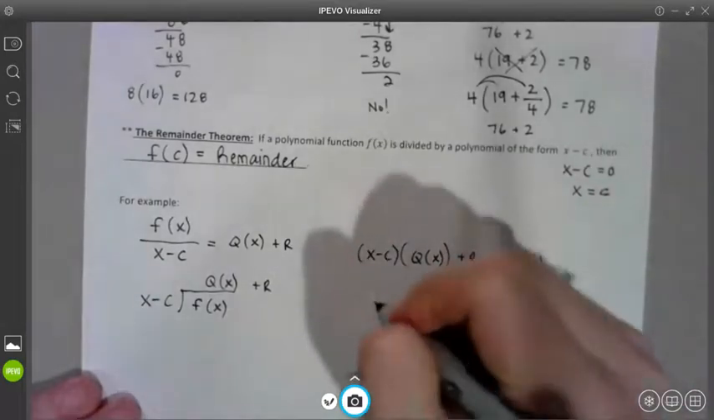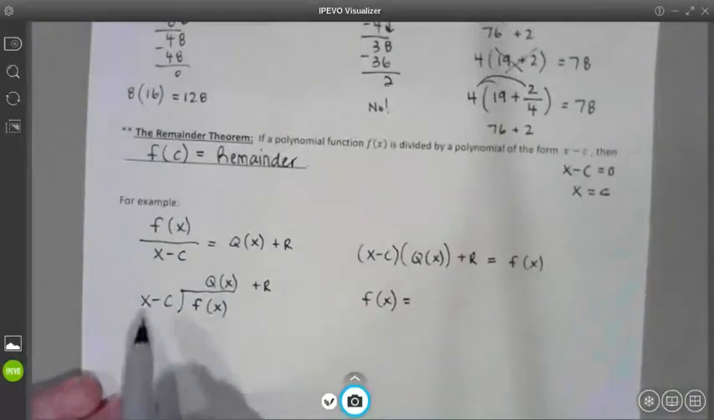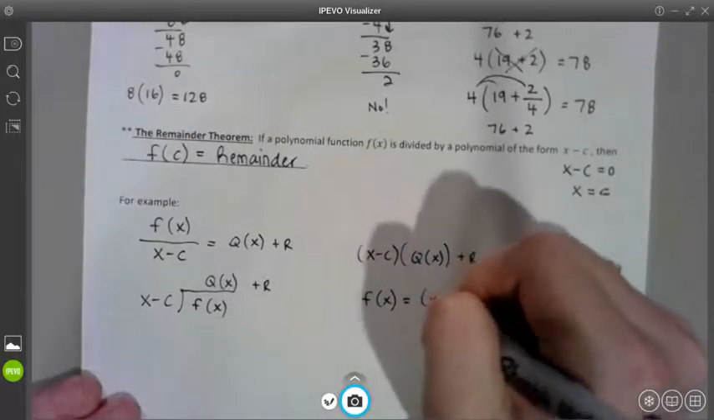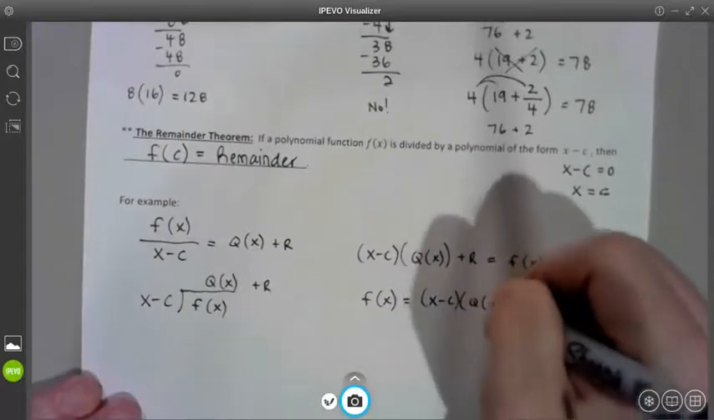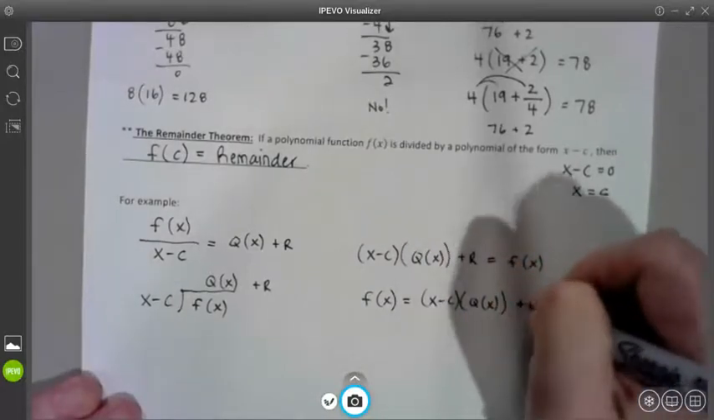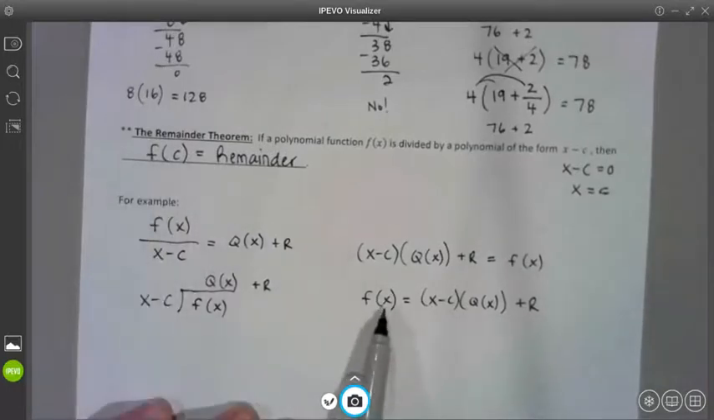So let me just rewrite this. f of x, what we were dividing into, is always going to be equal to what we divided by, times our answer, our quotient polynomial, and then plus the remainder. So the remainder theorem says that if I plug c into this function, it's the remainder that will come out.